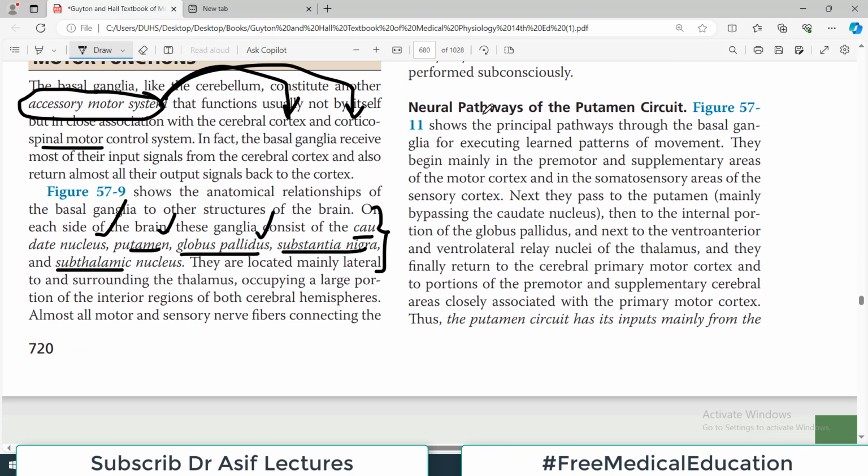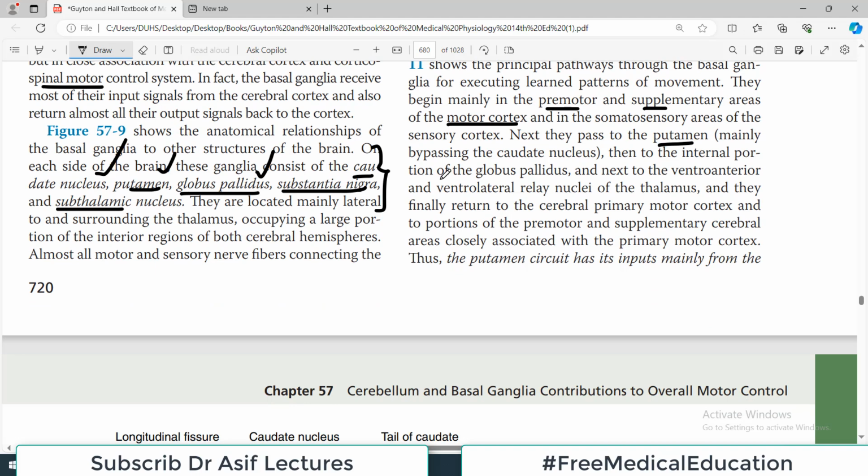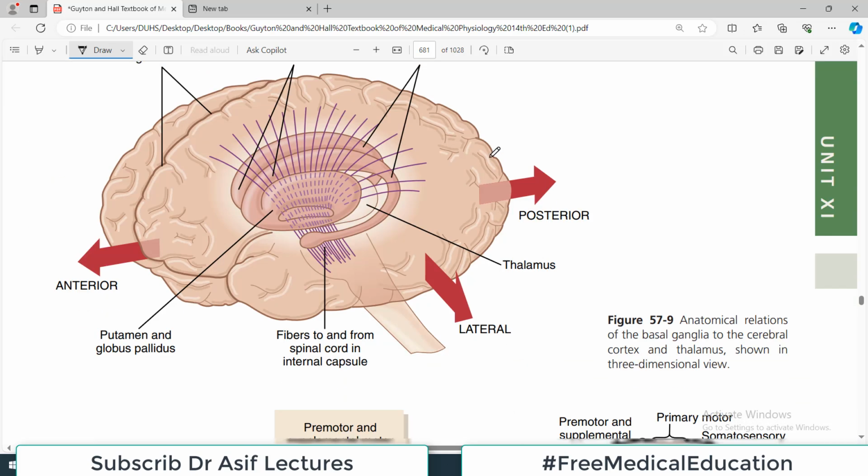Okay. Now, putamen circuit जिसकी अभी हम बात कर रहे हैं, उसके आपको पूरा साइकिल पता होना चाहिए कि from where it is initiated. So they usually begin the putamen circuit in the premotor and the supplementary areas of the motor cortex. यहाँ से fibers निकलते हैं also in the somatosensory areas of the cerebral cortex, and then they pass to the putamen, then to the globus pallidus, and then it goes next to the ventroanterior and ventrolateral relay nuclei, which are present in thalamus, and they return back to the cerebral cortex, and this time they come back to the primary cortex area, motor cortex area.